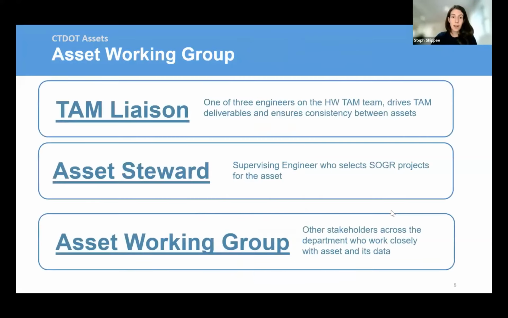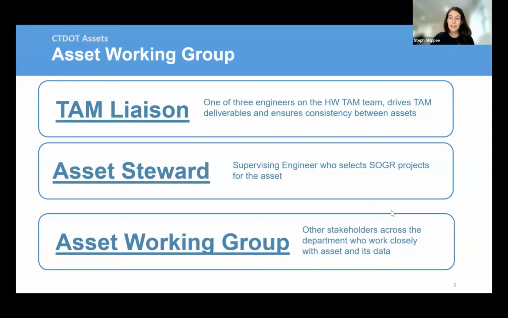And then for each of our 11 assets, we filled these designated roles. The asset liaison is a member of my highway TAM team. This person is working on asset management day in, day out. They're the ones who help meet TAM deliverables, keep those due dates in mind, and they also ensure consistency between the assets.